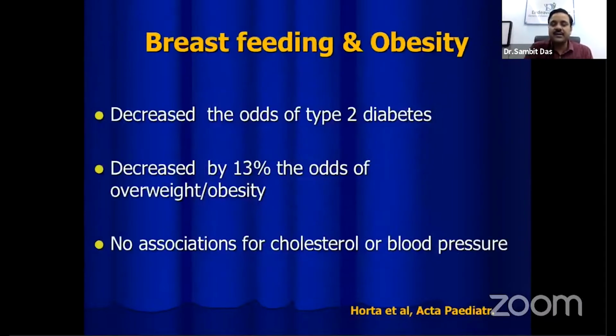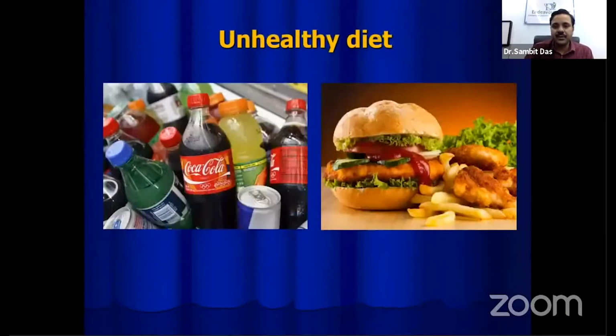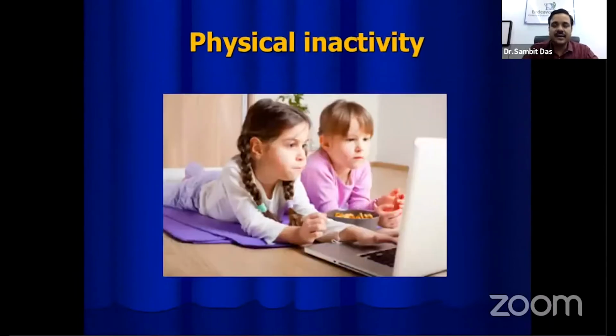Breastfeeding decreases the odds of type 2 diabetes. We know breastfeeding also decreases obesity and overweight by 13%. And there is no association of breastfeeding with cholesterol or blood pressure. Unhealthy diet, no need to explain more. We all know that this is an important environmental factor that leads to childhood obesity, and similarly, physical inactivity.